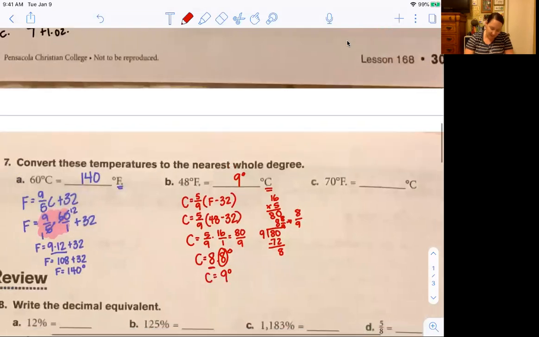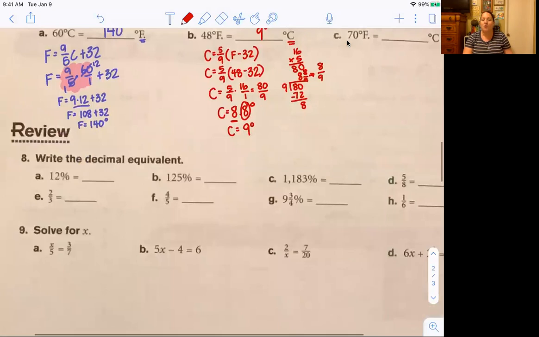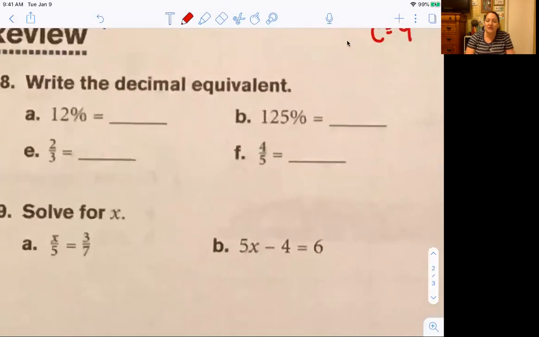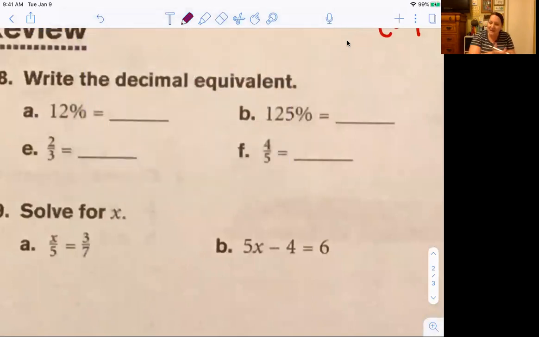Okay. Let's look at write the decimal equivalent. 12%. How do we change a percent to a decimal? How do we do that? We move our decimal 2 places to the left, right? 1, 2. So 12% becomes 0.12.